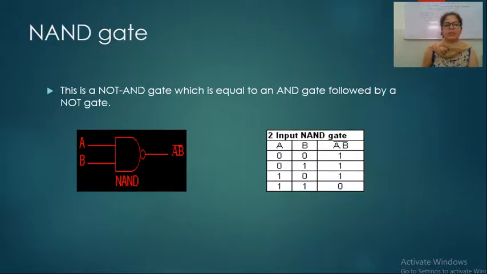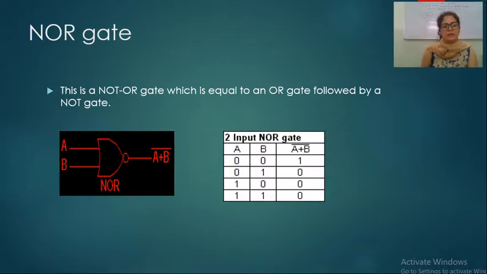Next is the NAND gate. You can say this is the inverse of the AND gate. This is a NOT AND gate, which is equal to an AND gate followed by a NOT gate. So it always produces the reverse output of the AND gate. We can simply design a NAND gate by using an AND gate and reversing its output. This is the logic and truth table of the NAND gate. The NOR gate is again a complement of the OR gate. This is a NOT OR gate, which is equal to an OR gate followed by a NOT gate. We can simply produce a NOR gate by complementing the output of the OR gate.